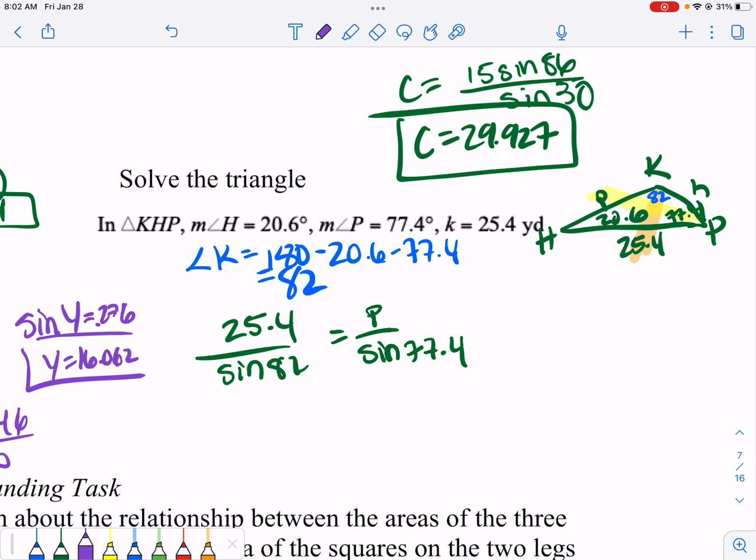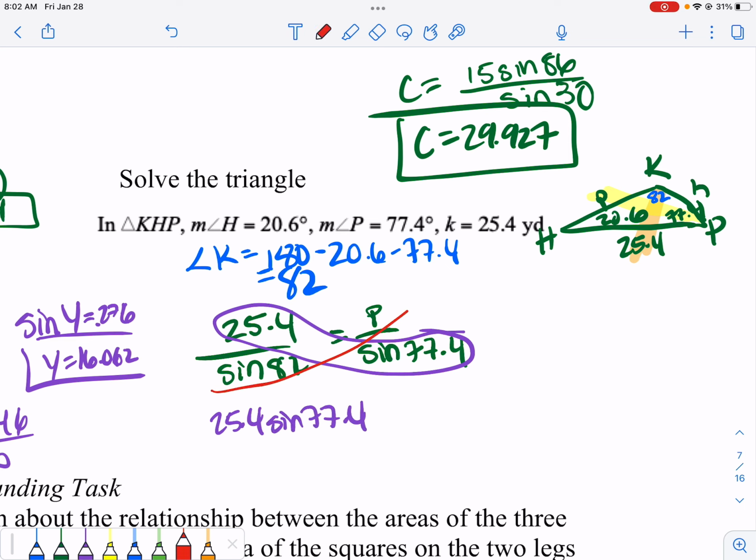So if we do the cross multiplying, we would have the 25.4 sine 77.4 equals P sine 82. And then in this step, I would think, well, I need to get P by itself. So P is being multiplied by sine 82, so I would divide by sine 82.